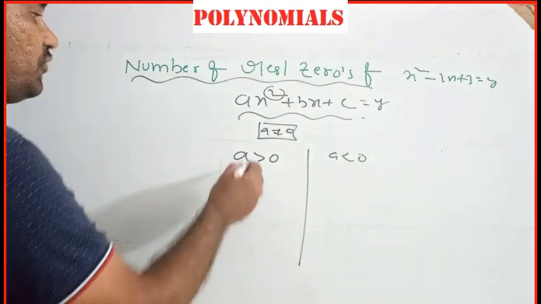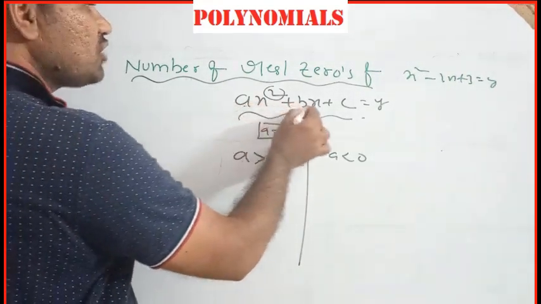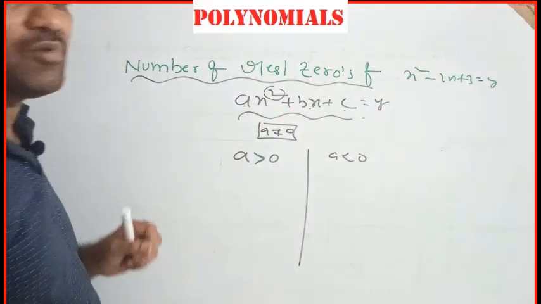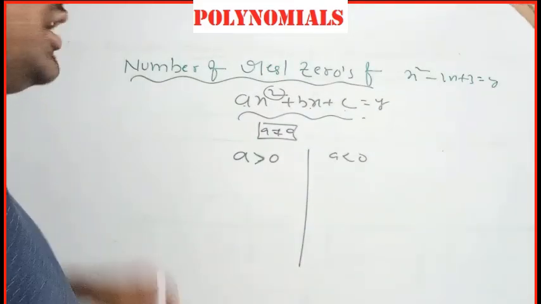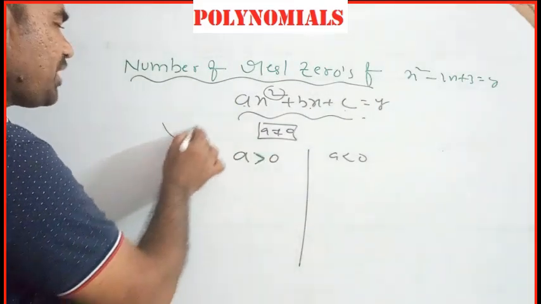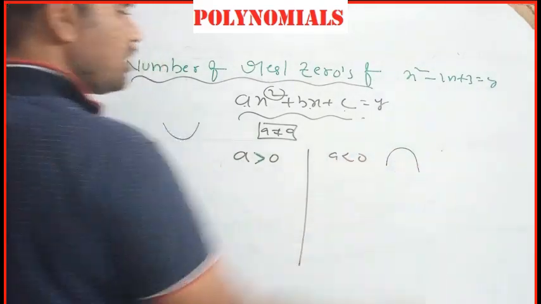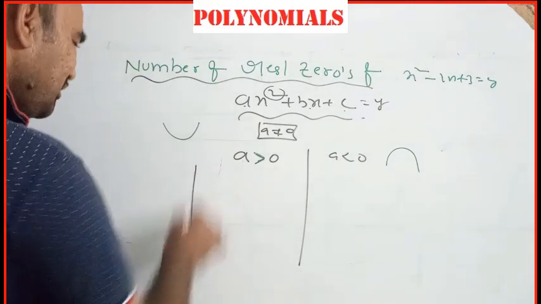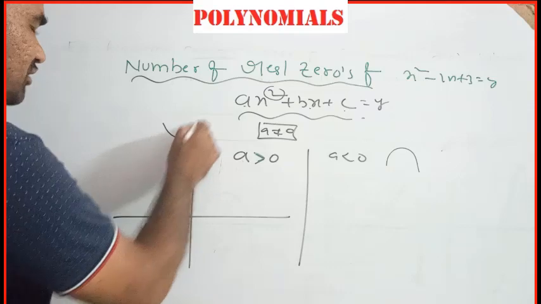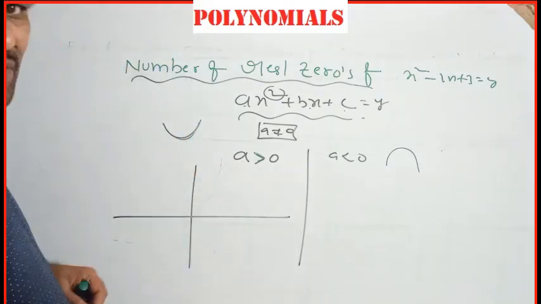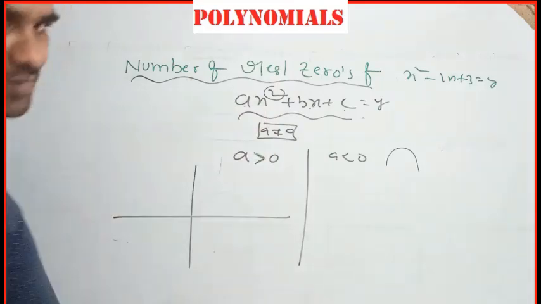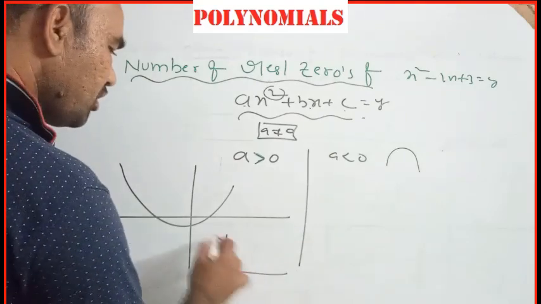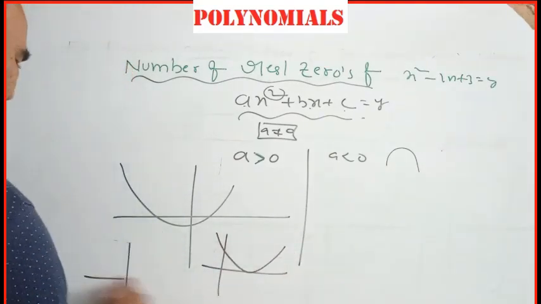Okay. The graph of ax squared plus bx plus c equal to y is a parabola. If a is greater than 0, the parabola opens upwards. If a is less than 0, the parabola opens downwards. Now this is a coordinate plane, and this is a parabola. How many real zeros exist for this parabola depends upon its position on the coordinate plane. The parabola may be like this, or like this, or like this.